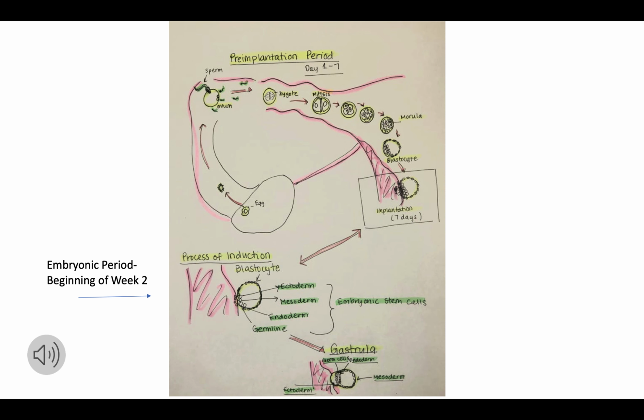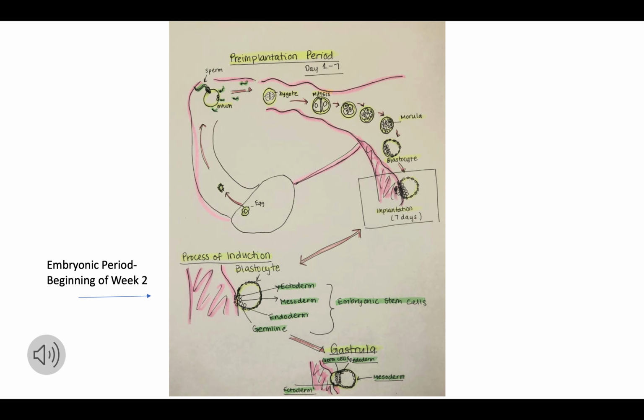The zygote undergoes cellular division, or mitosis, and becomes a blastocyte. The blastocyte is now mature enough to undergo the implantation period and embeds itself into the endometrium. The endometrial tissue grows over and surrounds the blastocyte. Now the process of induction may occur, leading to the developmental pathway.